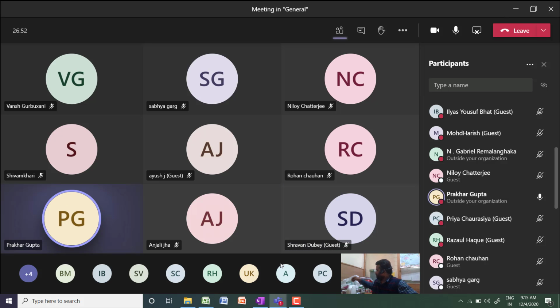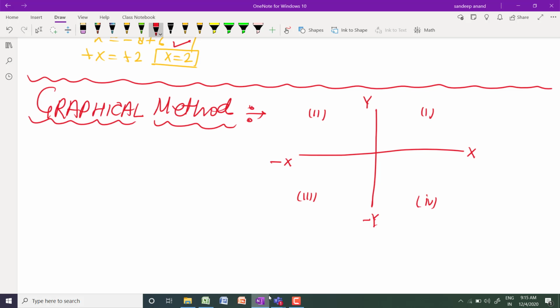Yes, sir. So in the first coordinate, x and y both are positive, yes or no? Look here, this is positive, this is positive. So in the first coordinate, x and y variables both come positive. Clear? Now in the second coordinate, x is negative. Look at this, yes, x is negative but y is positive. This one, yes or no?